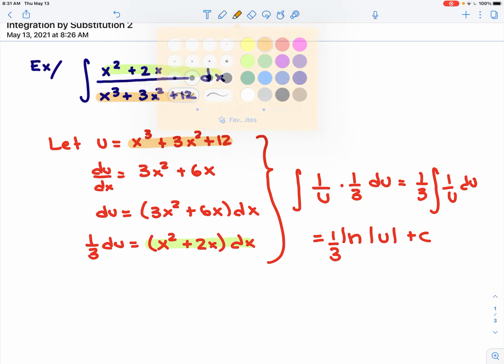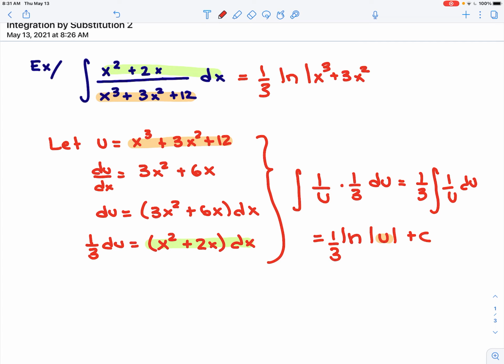And then I just want to resub that back in terms of x. And my final answer is 1/3 ln absolute value of x cubed plus 3x squared plus 12 plus c. Okay. So again, you want to let u be the whole thing inside one of those 5 rules. So this was in the denominator of a 1 over x.